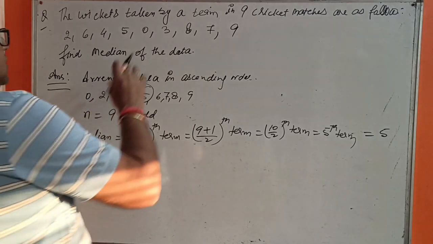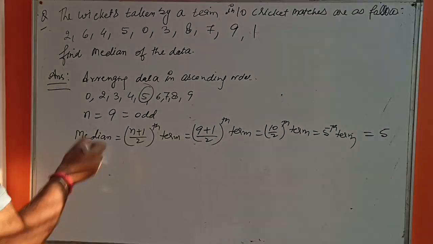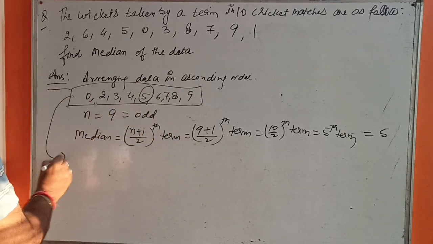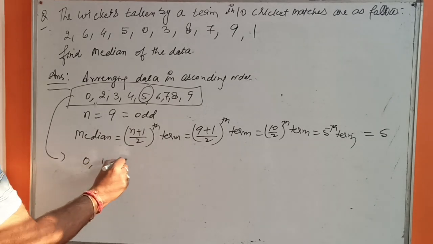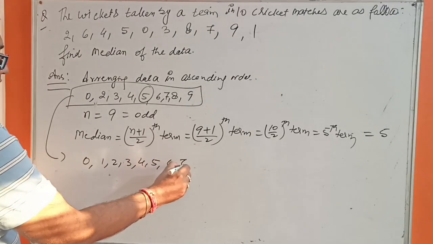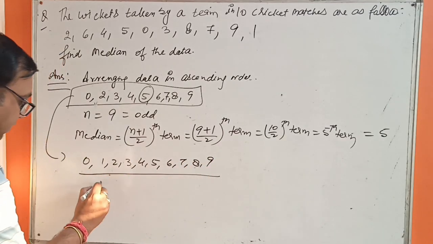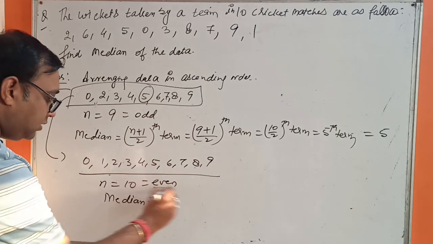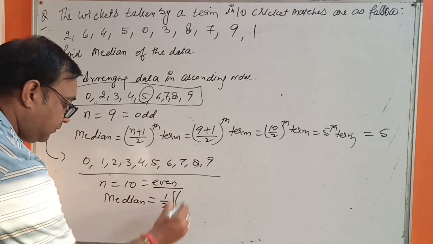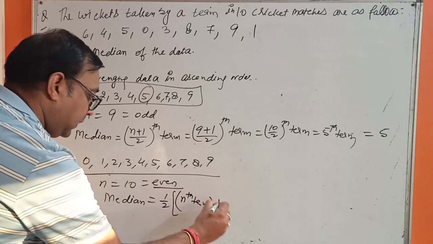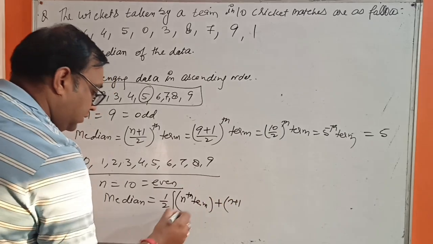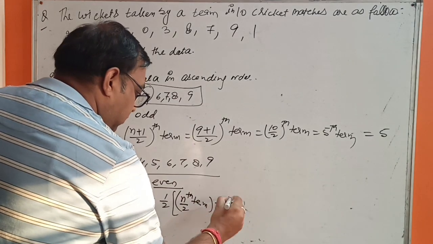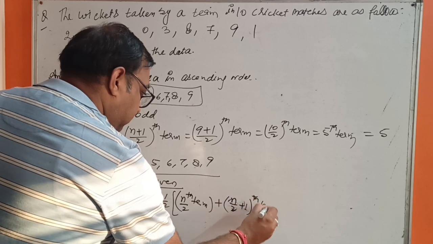Whereas if there is data of 10 cricket matches, one more value will be there. Now this data is converted into 0, 1, 2, 3, 4, 5, 6, 7, 8, 9. Now in this particular case, n is equal to 10. So 10 is even, and the median will be the average of the n by 2 th term plus the n by 2 plus 1th term.